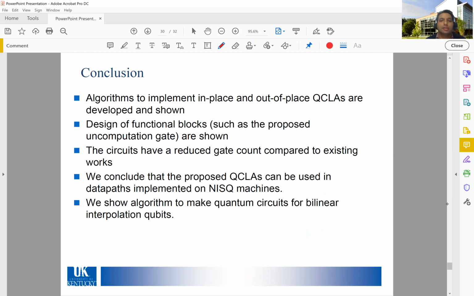So in conclusion, we have shown how you can design a resource-optimized QCLA for NISQ machines. And we have also illustrated how you can use this QCLA to form building blocks for quantum algorithms, with an example of quantum image processing.